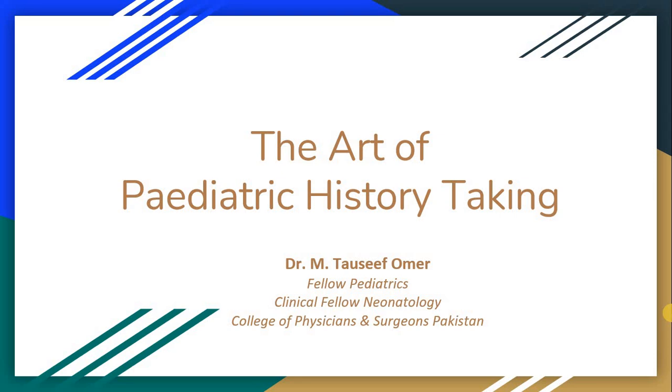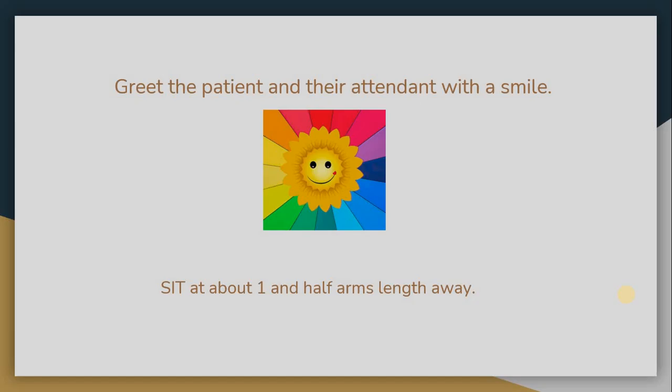I am Dr. Tosifuma and I am here discussing with you the art of pediatric history taking. Pediatric history taking is quite different from taking history from an adult patient, and the foremost thing here is that there is an attendant always accompanying the child. So you greet the child and the attendant with a smile and sit at about 1.5 arms length away.